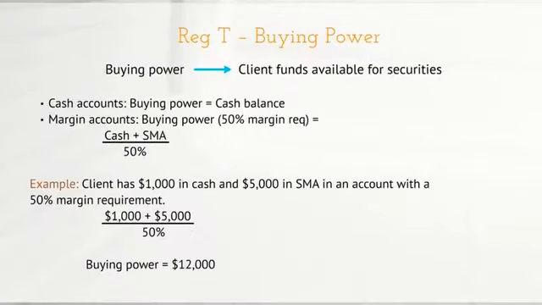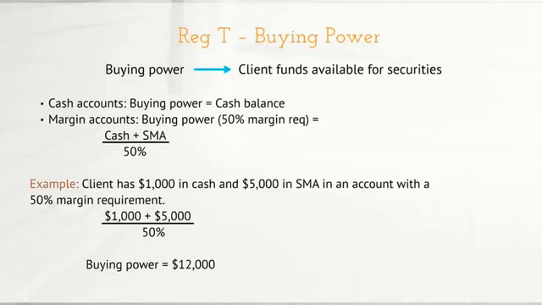Our buying power is the total amount that we have in the broker-dealer account that's available to buy securities. In a cash account, the buying power is equal to the cash balance because we're not borrowing any money. We're not using margin. But in a margin account, the buying power is the total cash in the account plus any line of credit times 2. So using our purchasing margin of 50%.